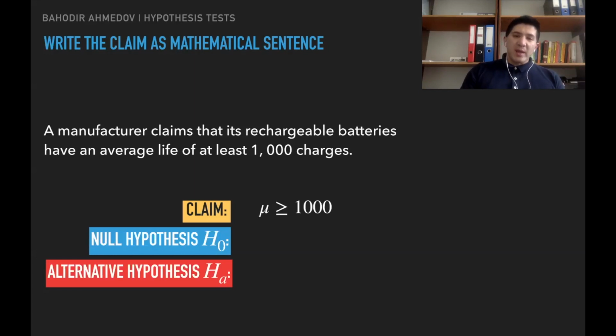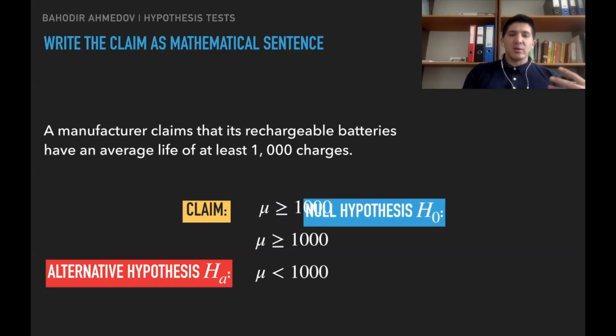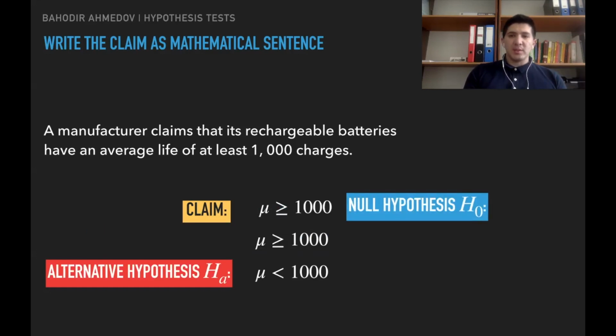So our claim uses this sign, so this is actually the null hypothesis, and the alternative hypothesis should be the opposite, which means that mu is less than 1,000. So in this case, our claim is the null hypothesis. If I test my null, later on you will see what I mean.